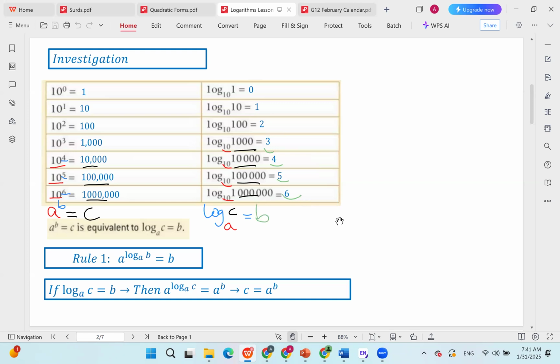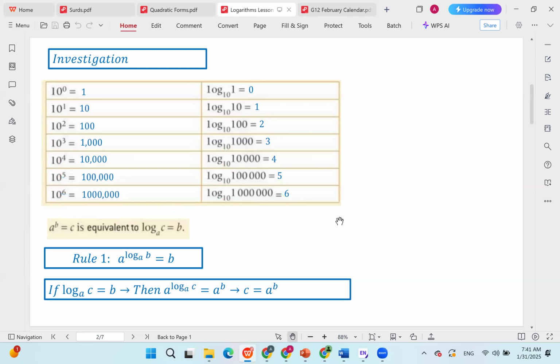So this pattern led us to our first important rule, which is that if A power B equals C, then log C base A has to equal B. And this is the first rule that we need to know concerning logarithms.